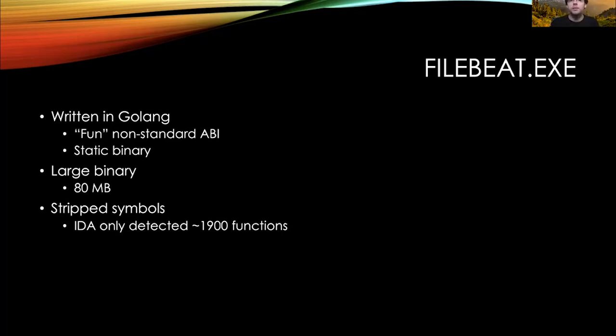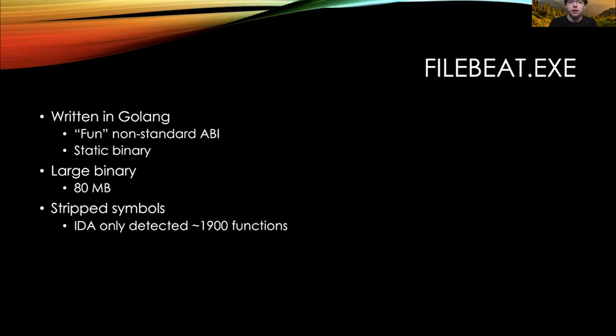Like I mentioned, all these beats are written in Golang, including the main Elastic agent system. If you haven't had the opportunity to work with the Golang ABI, the application binary interface, it's definitely a fun non-standard system that you're not familiar with before. Golang has some really powerful capabilities. It makes it really easy to write Golang source code, but analyzing the binaries is definitely less trivial.